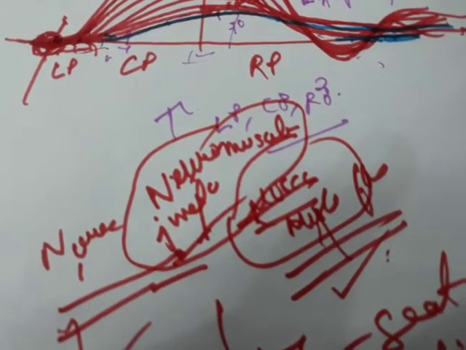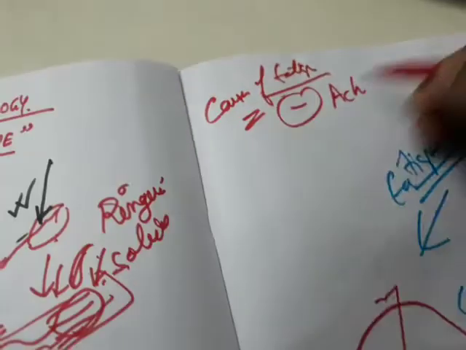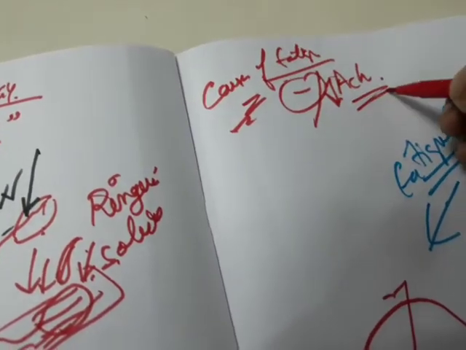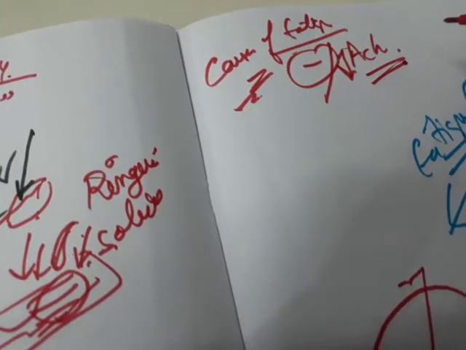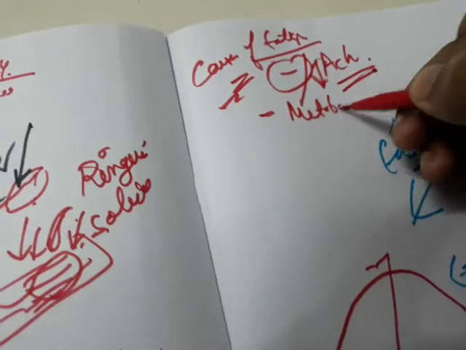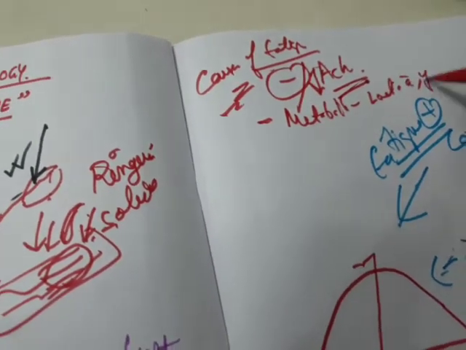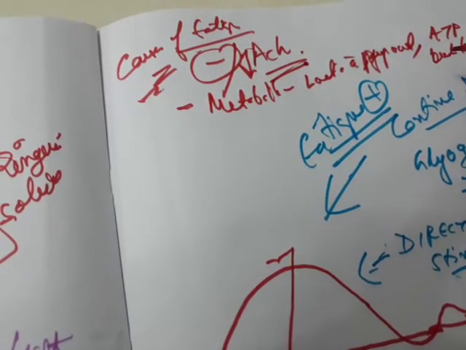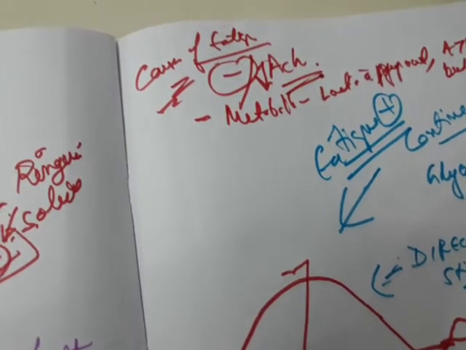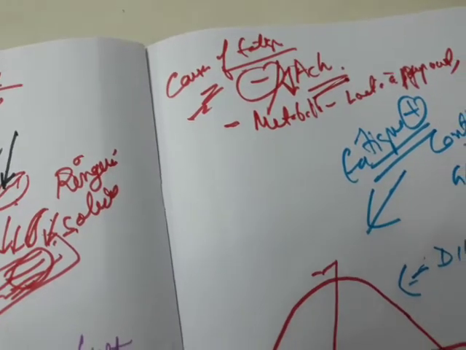Now what might be the causes of fatigue? The causes of fatigue are depletion of acetylcholine from the motor nerve endings at the neuromuscular junction, and also accumulation of metabolites such as lactic acid, pyruvates, and other ATP breakdown products. So this will ultimately lead to fatigue.